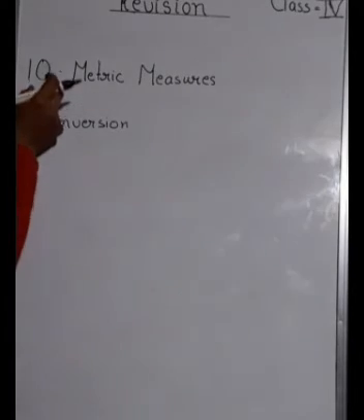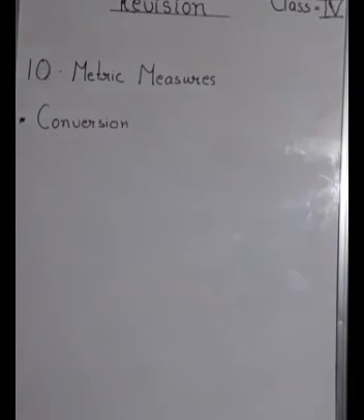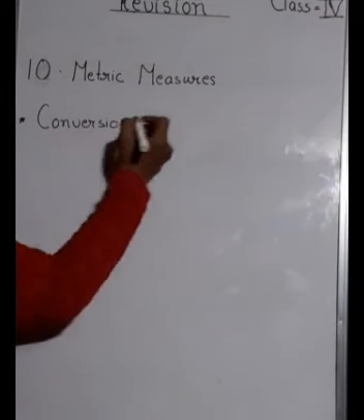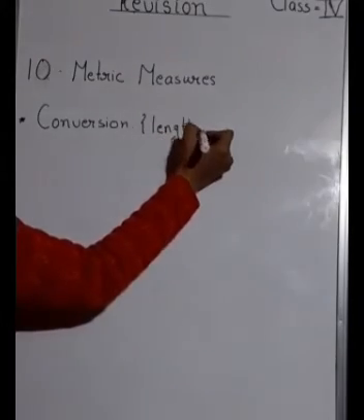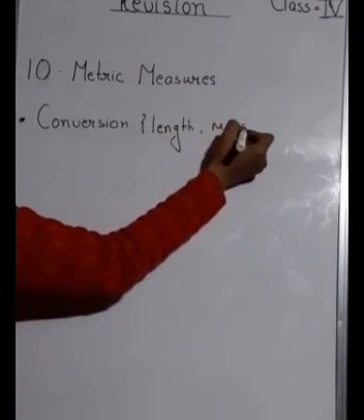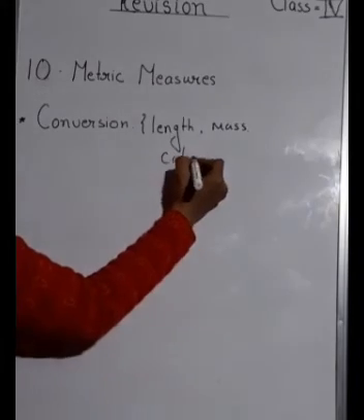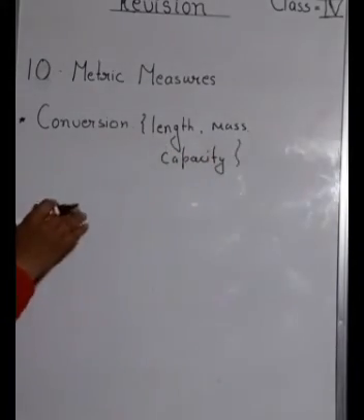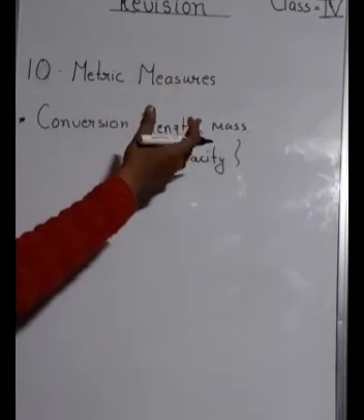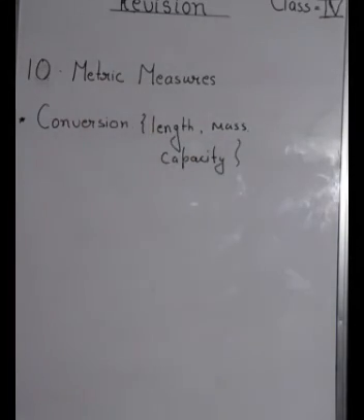Your last chapter is chapter number 10, that is your metric measures. Okay. So in this chapter, you are having conversion of length, your mass, and the last one, your capacity. Okay, so you have to practice the conversion of the greater unit into the smaller unit and the smaller unit into the bigger unit.